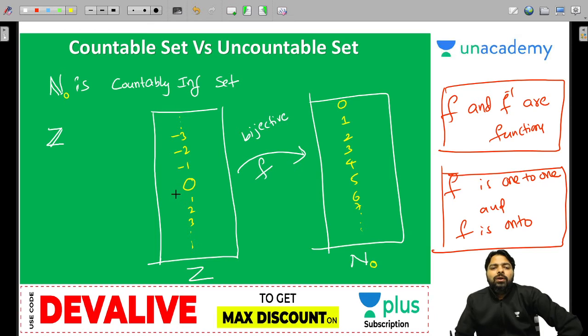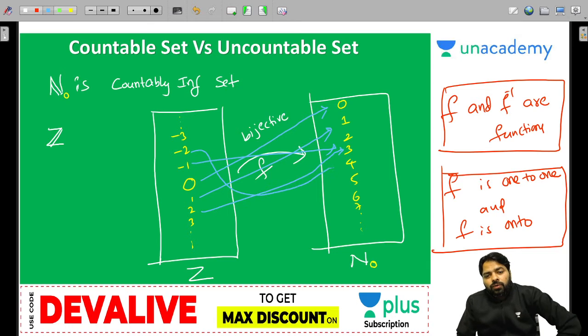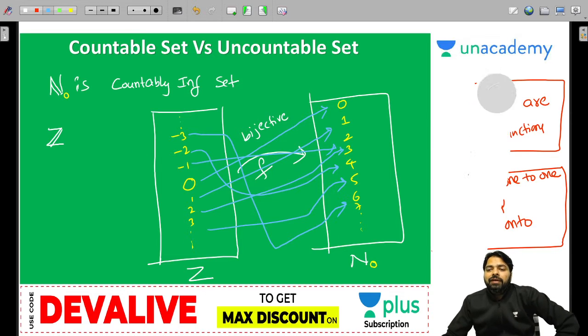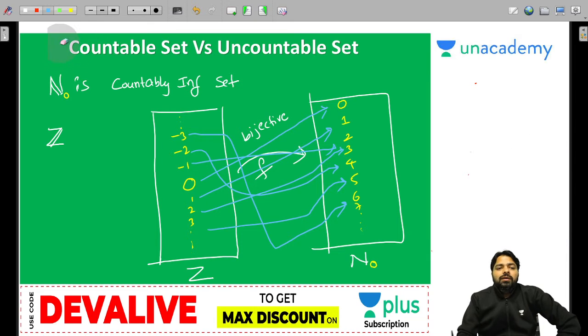Okay. Now what I do is, 0 I map to 0. So I'm going to do the magic. 1 I map to 1, and minus 1 I map to 2, and 2 I map to 3, and minus 2 I map to 4, and 3 I map to 5, and minus 3 I map to 6. Look at that. Something is here. Both f and f inverse I am going to show now.